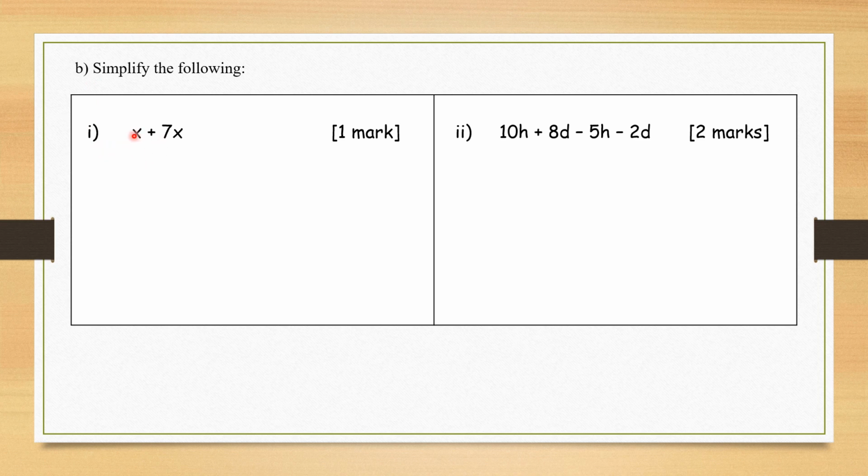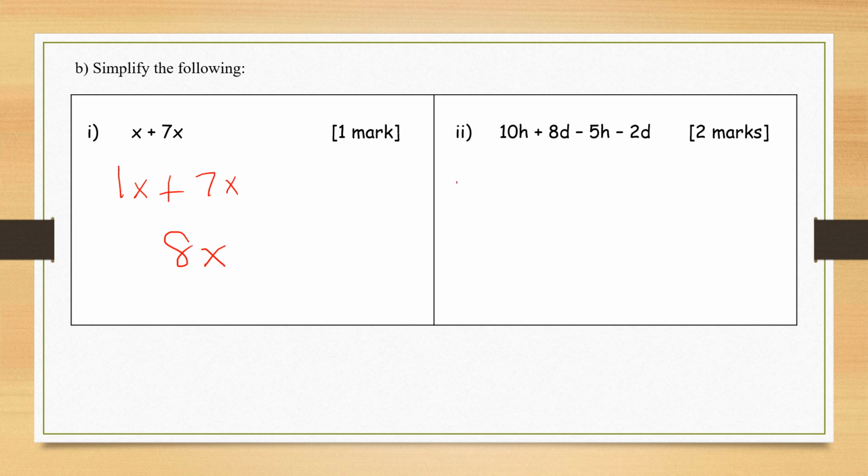B part 1, x plus 7x. So this means 1x plus 7x. So 1 plus 7, and that is 8x. We come over here now, 10h plus 8d minus 5h minus 2d. We're simplifying, okay, for 2 marks.